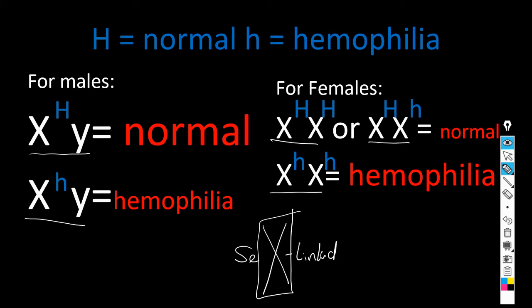Females, same rules apply as it did with color blindness. Females that have normal clotting factors can either be homozygous normal, as shown here on the left with X, big H, X, big H, or they can be X, big H, X, little h. And again, we would describe that female as a carrier. Females who are hemophiliacs, which is much rarer than males who are hemophiliacs, have to have both little h's on both of the X's of the 23rd pair to be affected by this disorder.